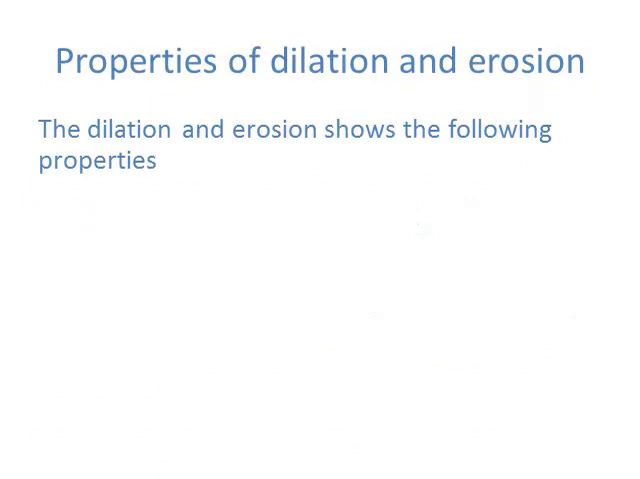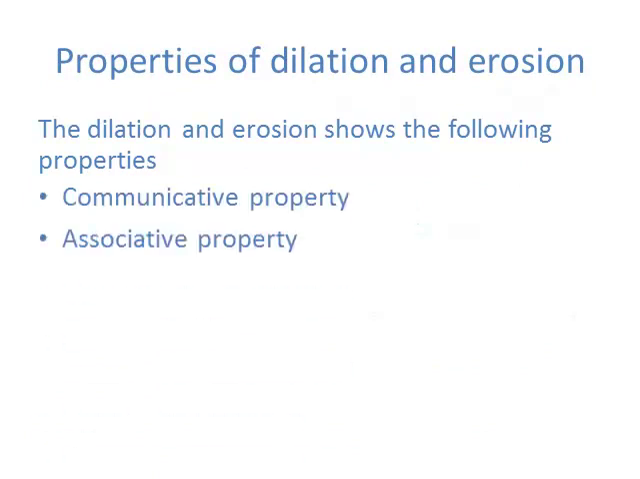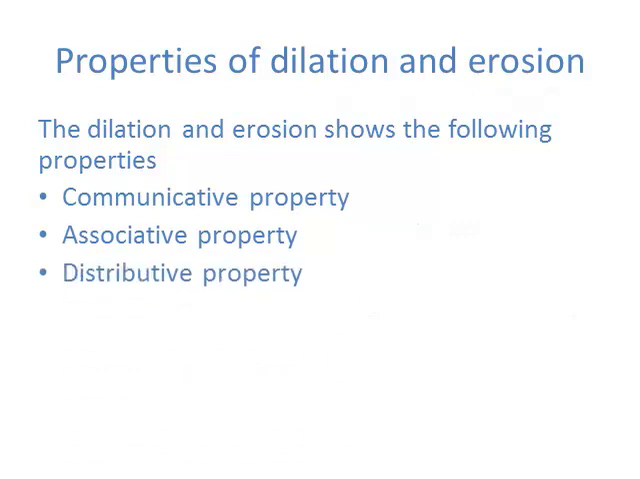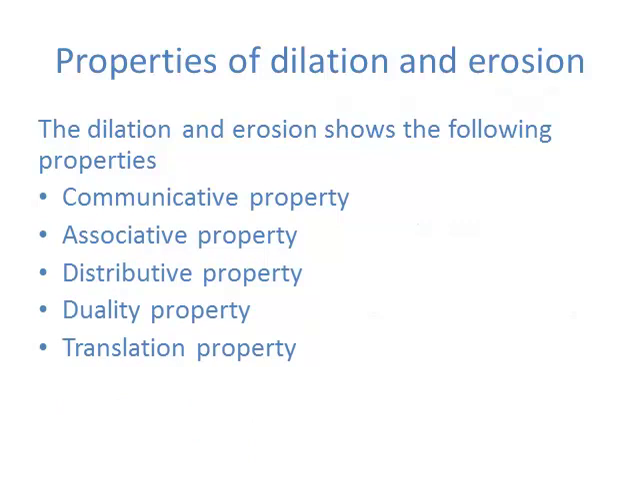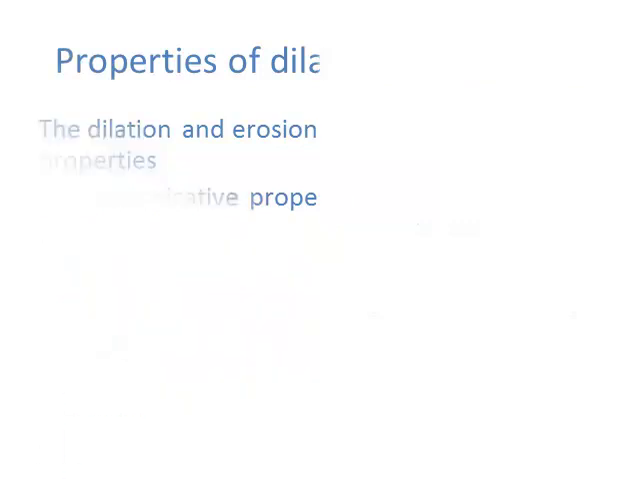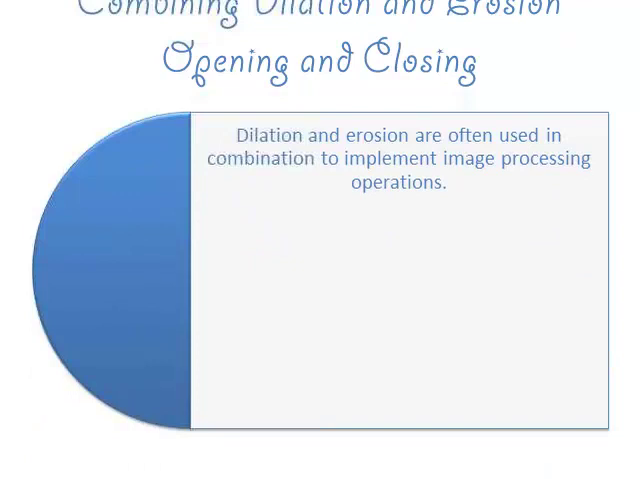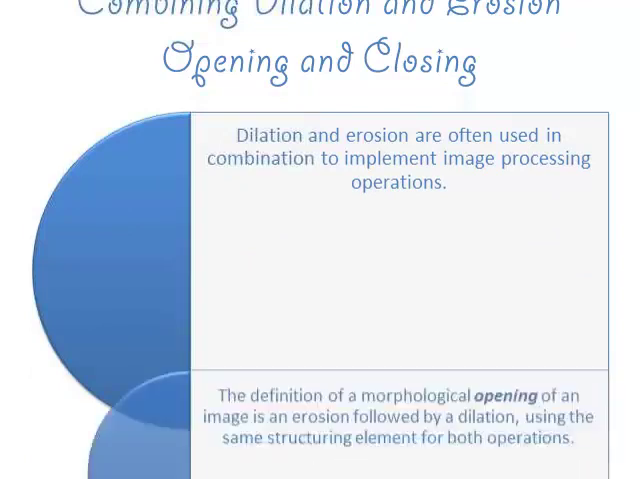Properties of dilation and erosion. The dilation and erosion show the following properties: commutative property, associative property, distributive property, duality property, translation property, decomposition property, etc. Combining dilation and erosion will result in opening and closing operations. Dilation and erosion are often used in combination to implement image processing operations.